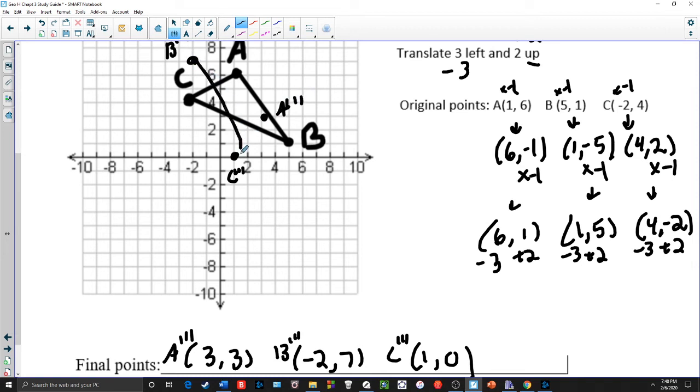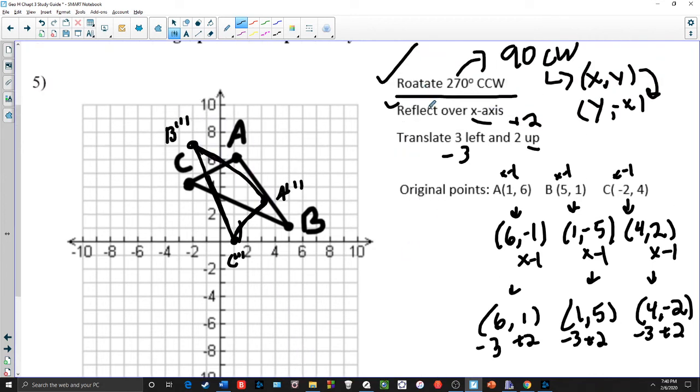And so my triangle ends up doing something, whoops, let me try to get that better there. My triangle ends up doing something like this. Okay. Try to erase that erroneous line there. There we go. So I end up with this sort of triangle here, which again kind of sounds like it's been rotated and reflected and translated.